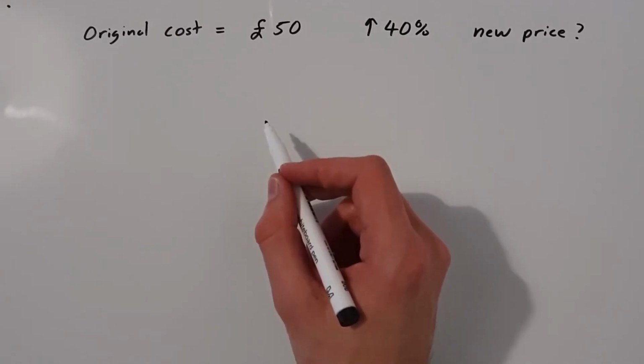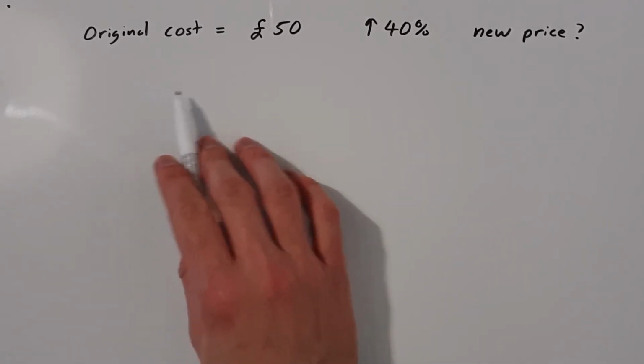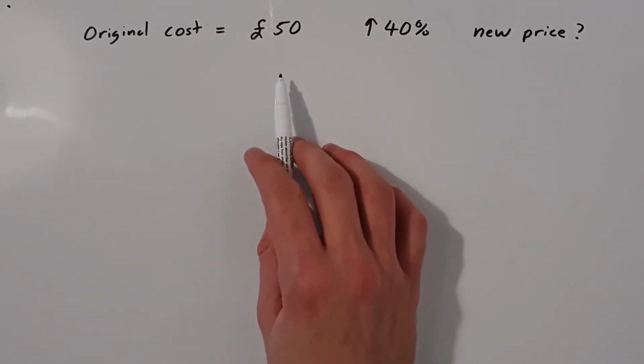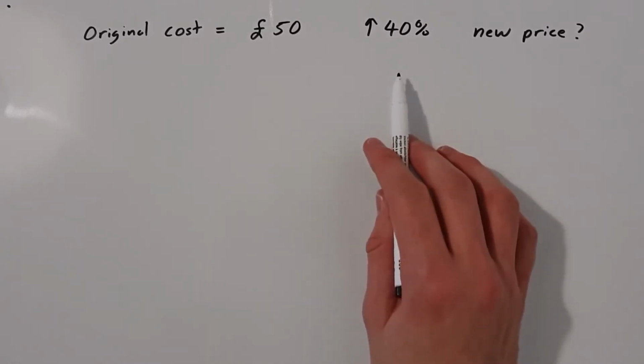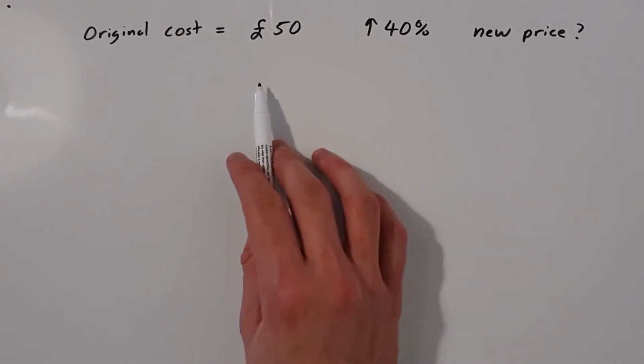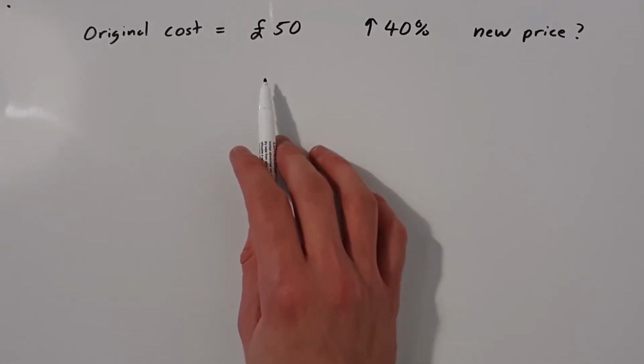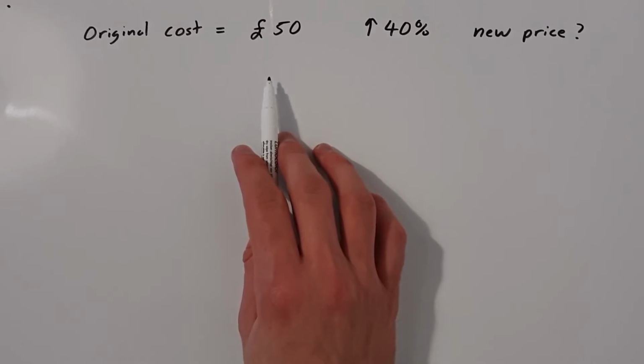Okay, so now this question is one which says something along the lines of the original cost of an item was £50. There's been an increase in the price of 40%. What is the new price now? Okay, so if you look at this sort of question, we must always look at our original cost, and we must now think, okay, this is the 100%.